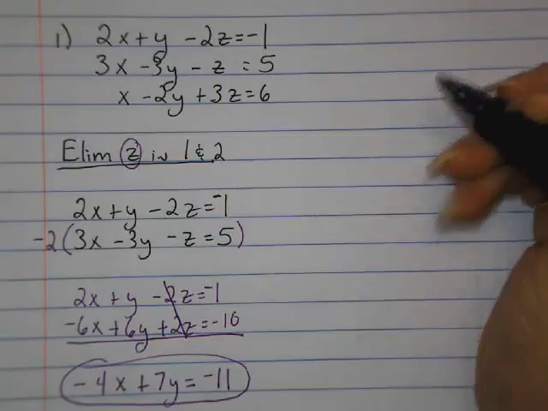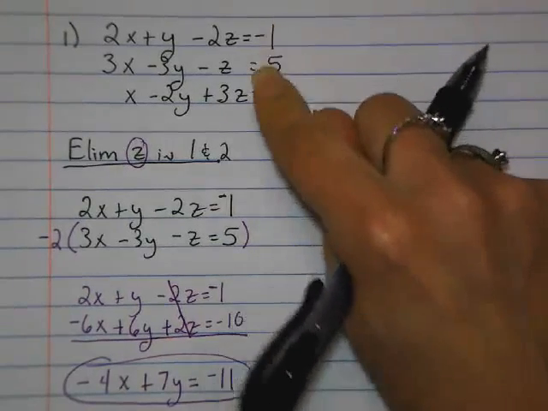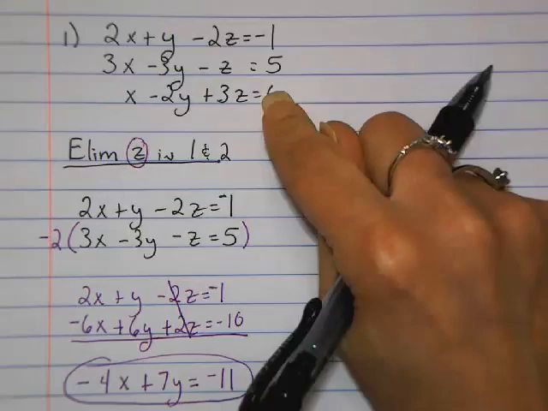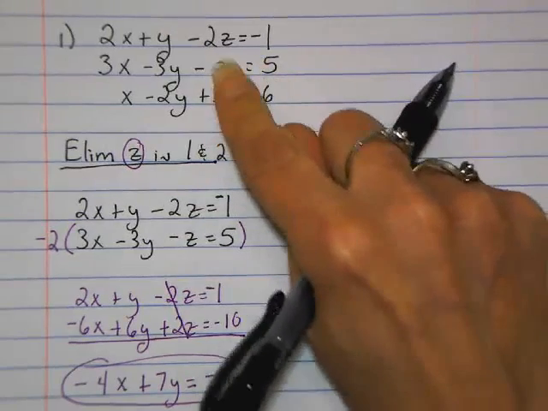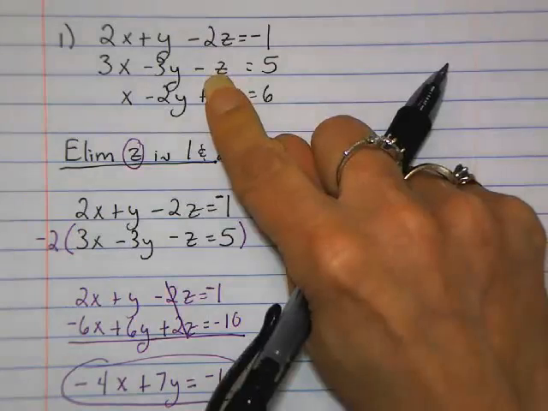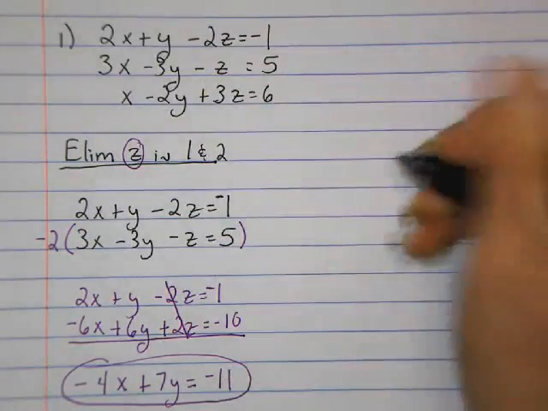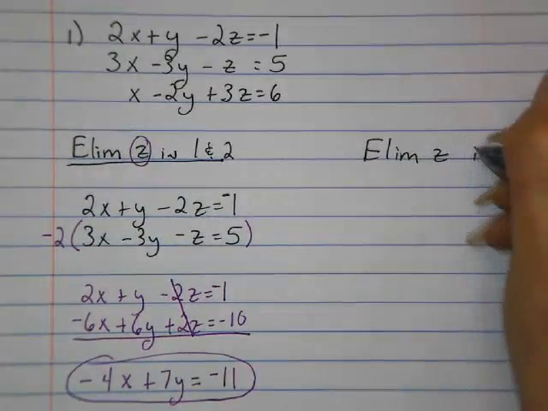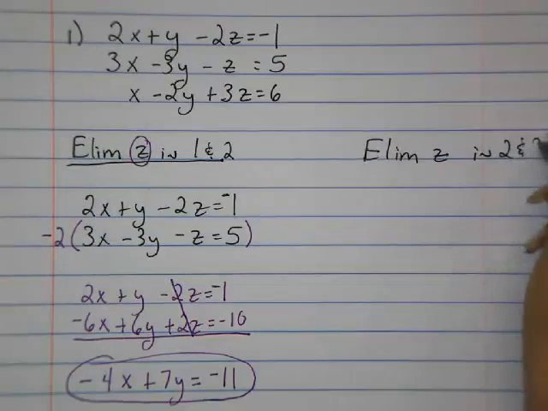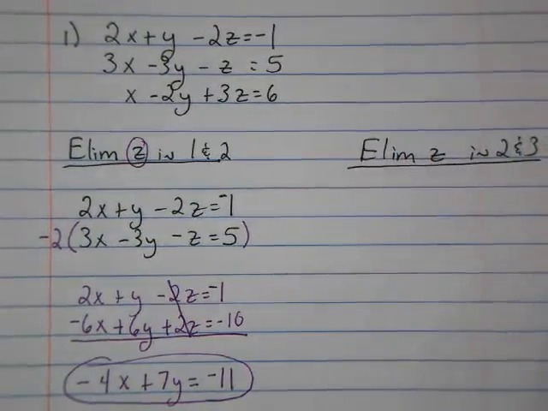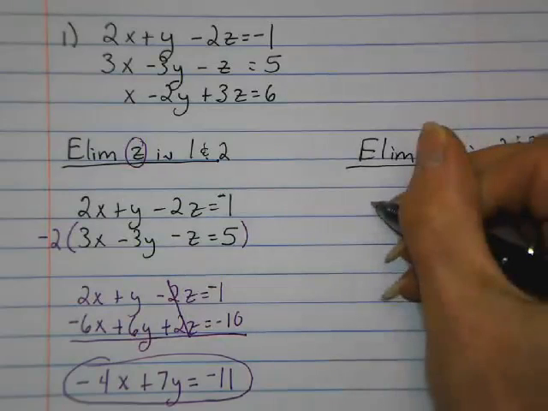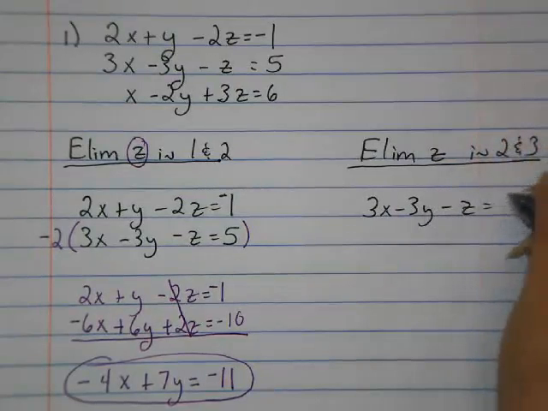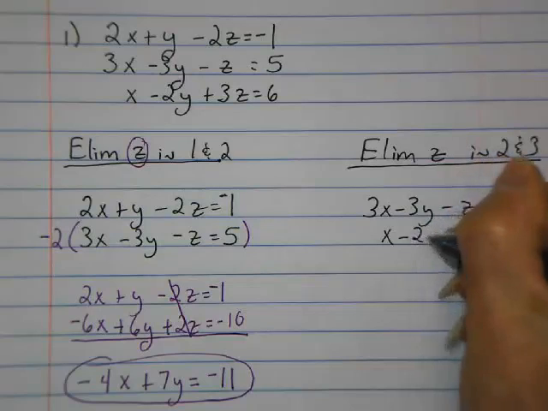Alright, now I've eliminated z here. I think I'm also going to eliminate z here, because again, I've got a positive and a negative, and I just need to get rid of that. I can multiply him by 3. So I'm going to write myself a note again that I'm going to eliminate z in 2 and 3. Alright, so I'm going to write down equation 2 and equation 3.